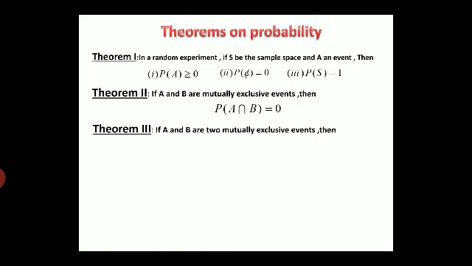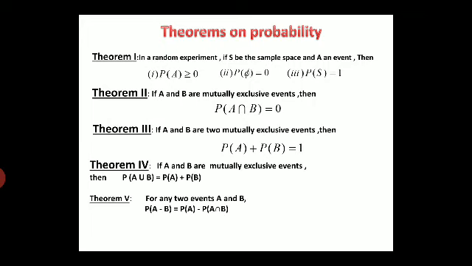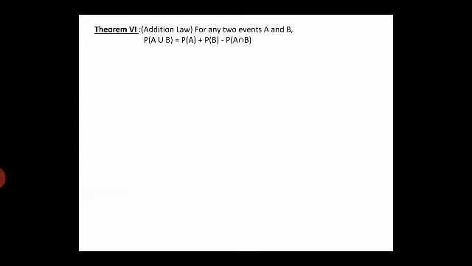Now theorem 3, if A and B are mutually exclusive events, then probability A plus probability B equals 1. Now theorem 4, if A and B are mutually exclusive events, then probability A union B equals probability A plus probability B. Now we'll discuss theorem 5. For any two events A and B, probability of A minus B equals probability of A minus probability of A intersection B.